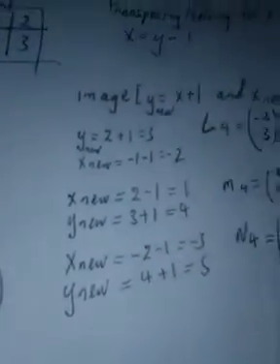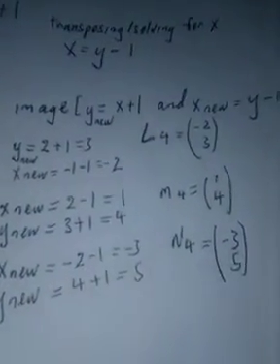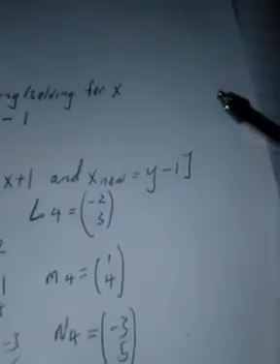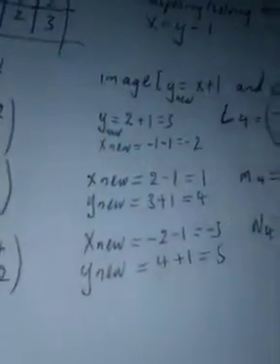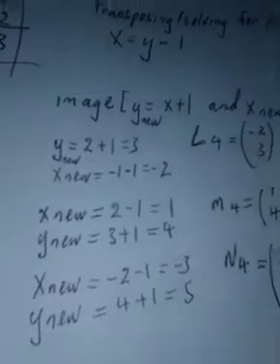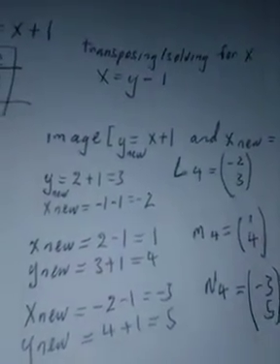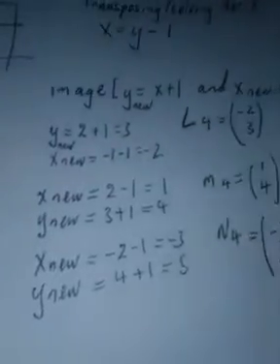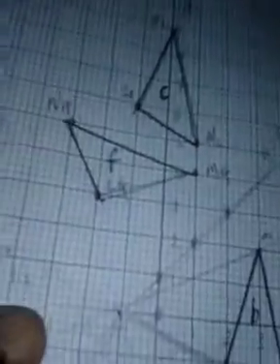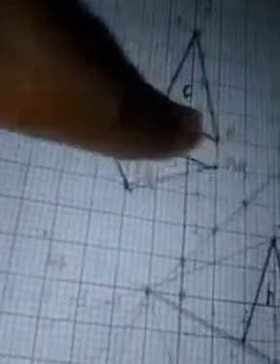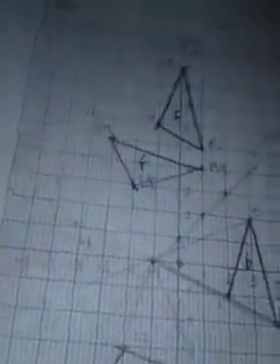Last point, my N4. My new x value would be y minus 1, and y is minus 2. So I get minus 2 minus 1, so my new x coordinate is equal to minus 3. My new y coordinate will be equal to x plus 1, the old x, 4 plus 1, which is 5. So my new point is going to be minus 3 and 5. See that? So then I connect the dots, and I have my new image.